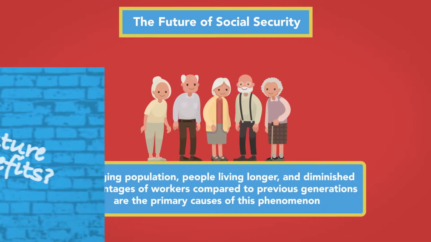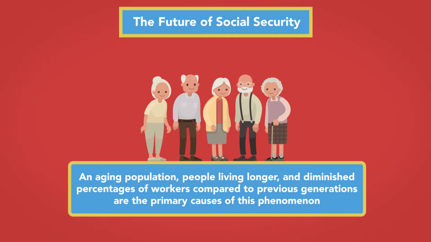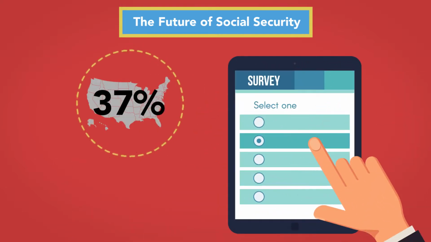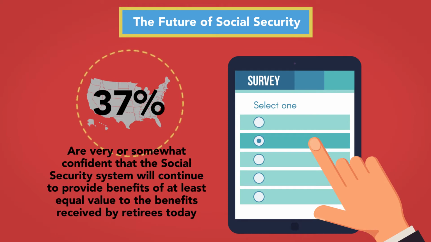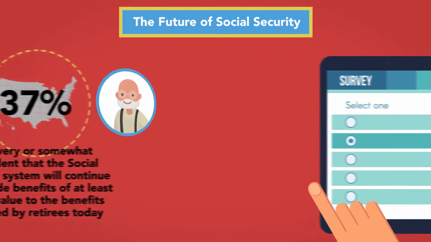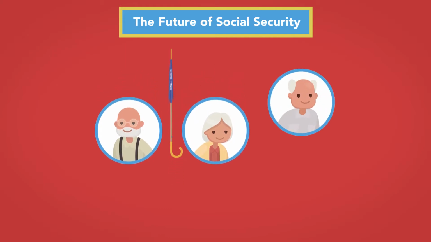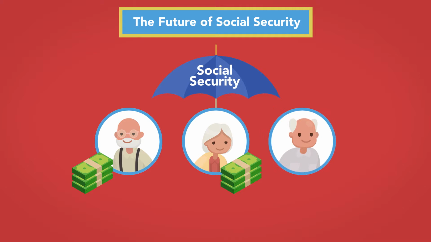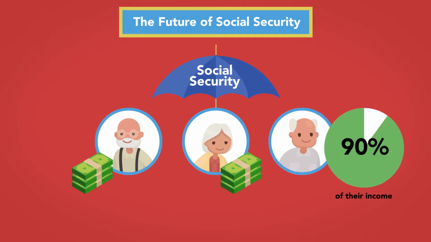An aging population, people living longer, and diminished percentages of workers compared to previous generations are the primary causes of this phenomenon. A 2017 survey revealed that just 37% of Americans say that they are very or somewhat confident that the Social Security system will continue to provide benefits of at least equal value to the benefits received by retirees today. 2 out of every 3 senior citizens depend on Social Security for most of their income, and 1/3 of seniors rely on it for at least 90% of their income.